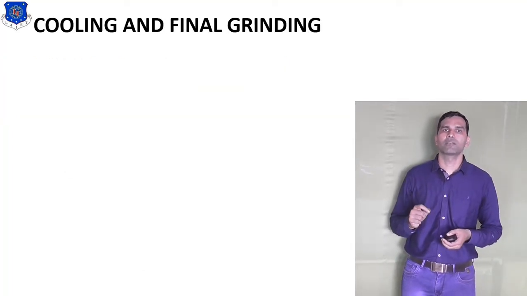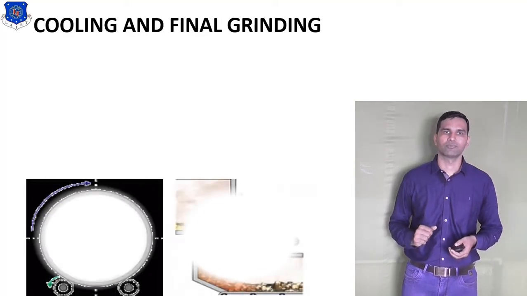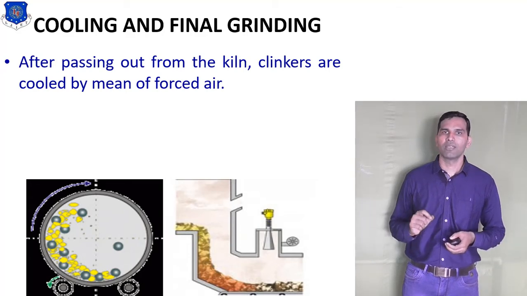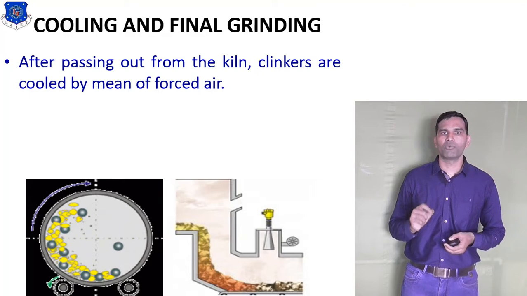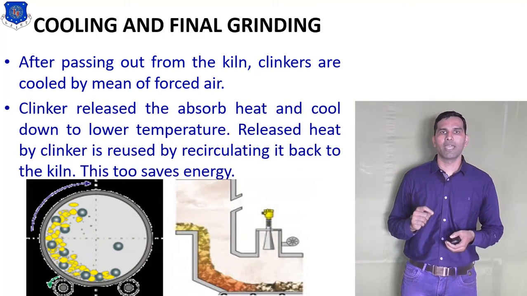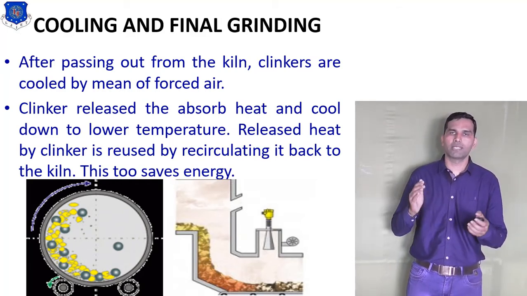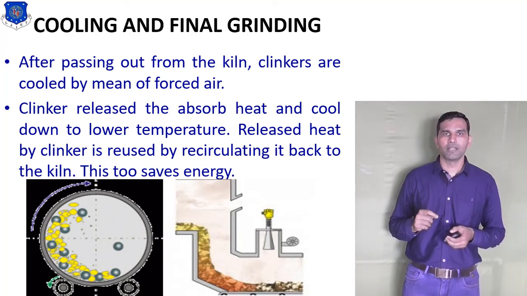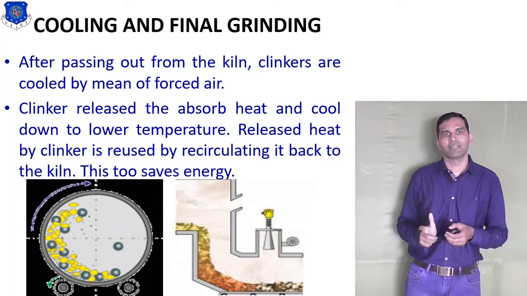Now the next one is cooling and final grinding. After passing out from the kiln, clinkers are cooled by means of forced air. Clinker releases its absorbed heat and cools down to a lower temperature. The heat released by clinker is reused by recirculating it back to the kiln.